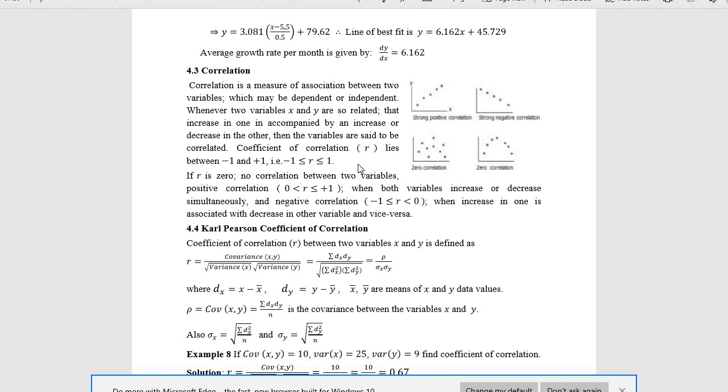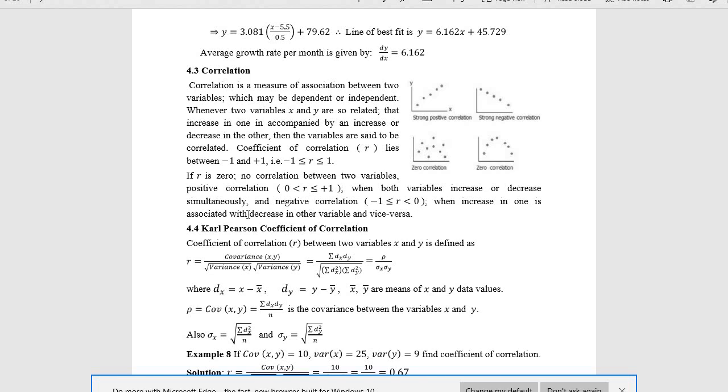And how do we calculate the relationship between those two variables? There is a numerical calculation called the coefficient of correlation, R, which lies between -1 and +1, both included. If this R value is 0, then there is no correlation between the two variables, independent and dependent. If it is a positive correlation, it lies between 0 and 1, and 1 is also considered. When it is a negative correlation, it lies between -1 and 0.